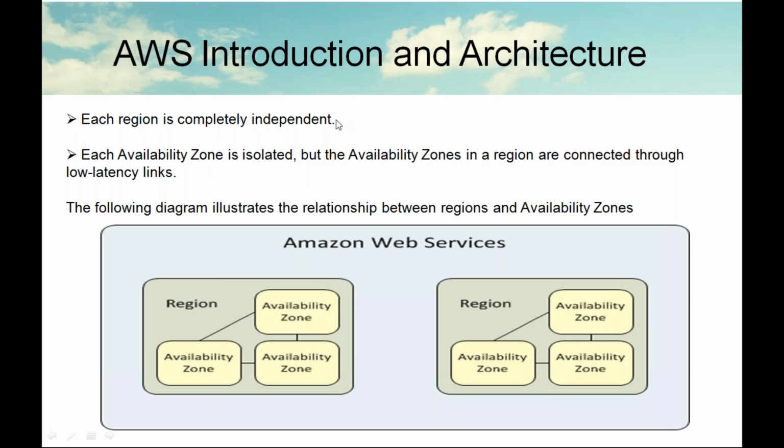Each region is completely independent. Each availability zone is isolated by itself, but the availability zones in a region are connected through low latency links. For example, take the Mumbai region, Asia Pacific Mumbai, 3 availability zones. You can assume this is the Asia Pacific Singapore region, also 3 availability zones. So this is a separate region, this is a separate region. Within the regions, you have availability zones. This is a separate data center, separate data center, separate data center. But the 3 data centers can communicate with low latency network links. Because if one data center is down, all my data I can keep in another availability zone. If it is down, I can access the data from this availability zone.